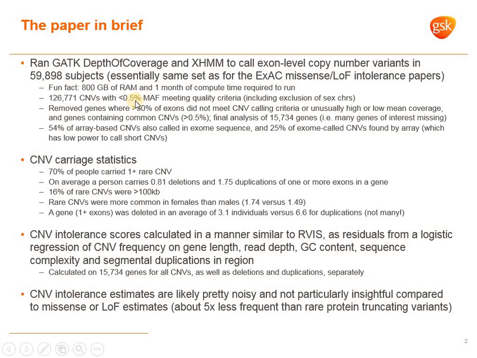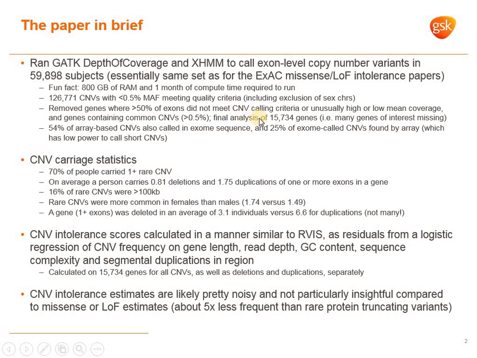They threw out the common copy number variants and really focused just on the rare variants for the kind of intolerance estimates that they wanted to include in this paper. They removed any genes where at least half of the exons weren't well captured, that is, it met the criteria for being able to call copy number variants. In the final analysis, they had just under 16,000 genes from the GENCODE, I think version 19, in which they had at least one copy number.